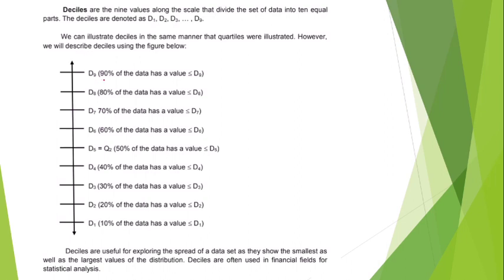Decile 9 means that 90% of the data has a value less than or equal to decile 9. Then 80%, 70%, 60%, and 50%, or half of the data, which is equivalent to quartile 2. Decile 4 is 40%, decile 3 is 30%, and automatically decile 2 and decile 1 are 20% and 10%. Deciles are useful for exploring the spread of a data set as they show the smallest as well as the largest values of the distribution. Deciles are often used in financial fields for statistical analysis.